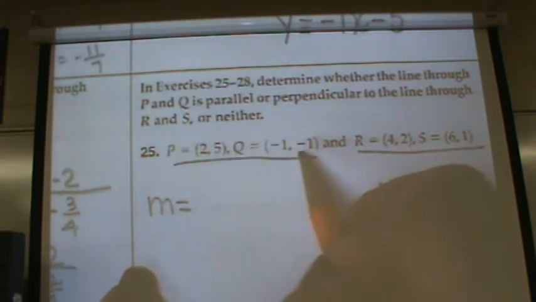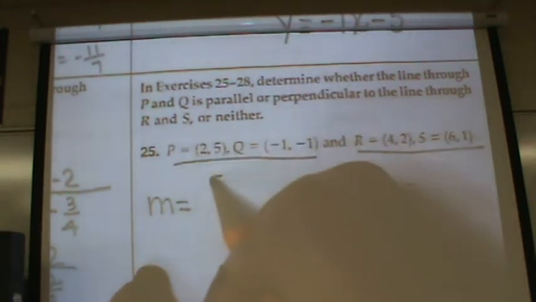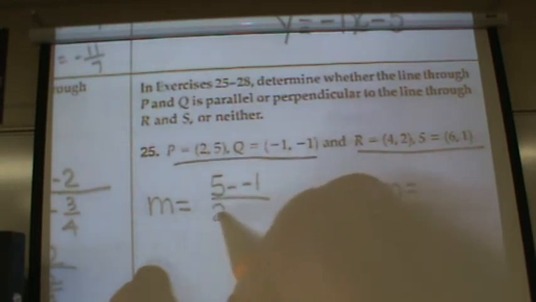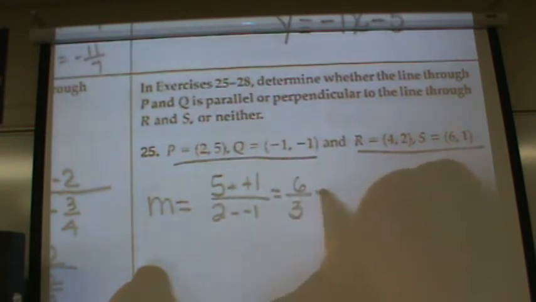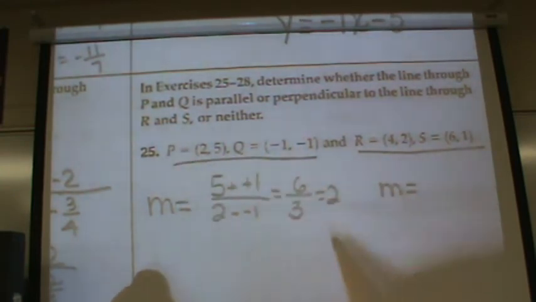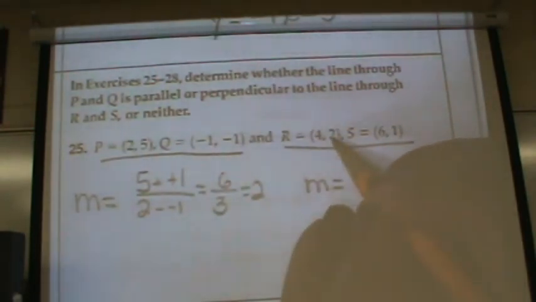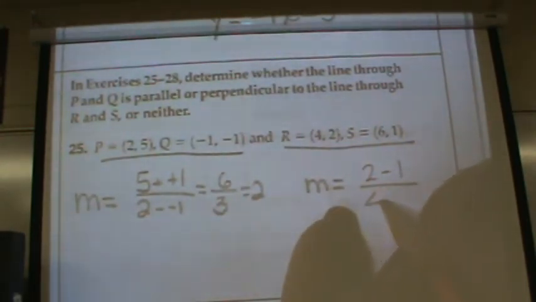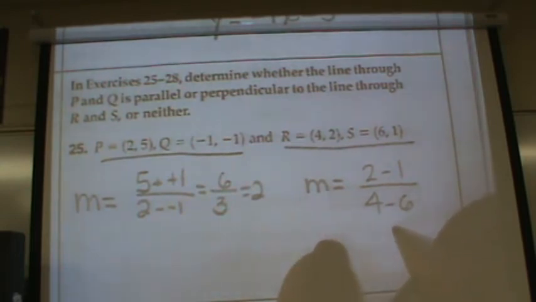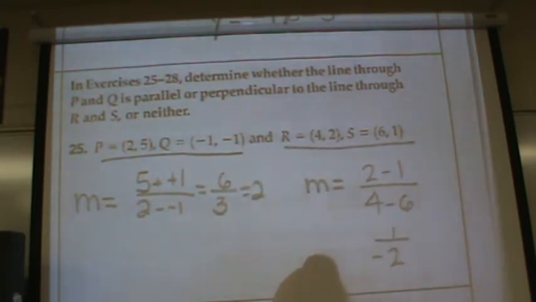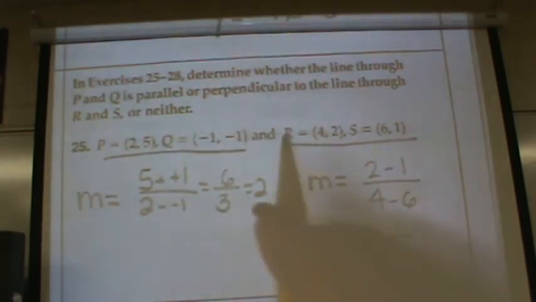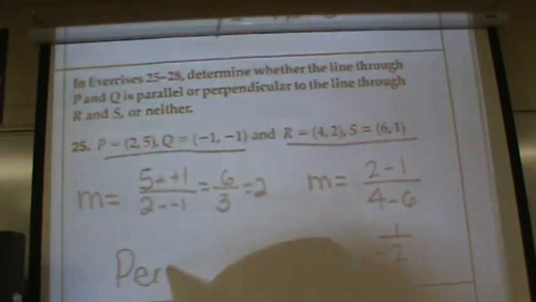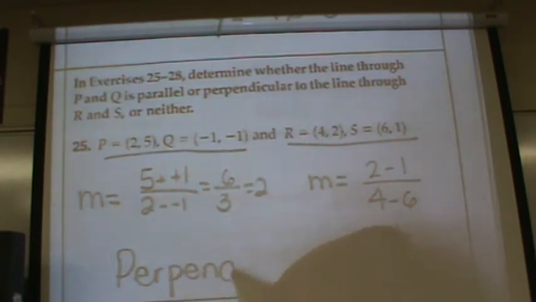It'd be 5 minus negative 1, which is what? It's 2, the slope is 2. And then 2 minus negative 1, 6 over 3, which is 2. So the slope for PQ is 2. How about RS? 2 minus 1 over 4 minus 6. What do you get? -1/2. So what are you gonna tell me about 25? They're perpendicular. They are opposite, one's positive, one's negative. And they're reciprocals.